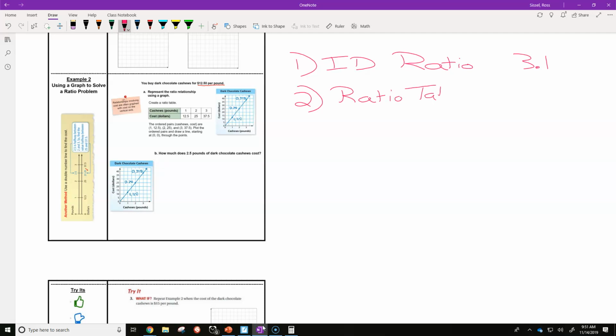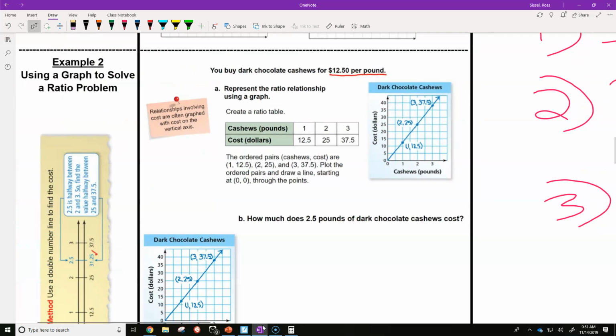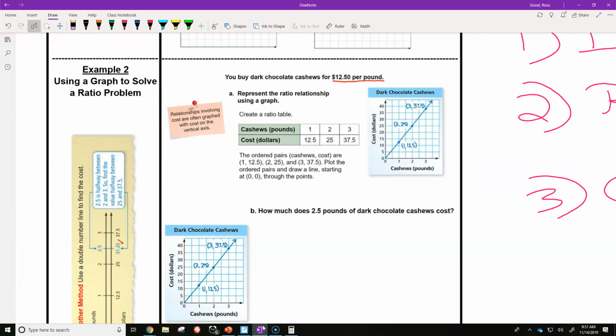And how many ratios do I need you to make? How many ratios do you have to identify? 3. That was lesson 3.3. Then we are going to graph and read. That is today's lesson. Alright? So, on 3.2, lesson 2, example 2, here's how we're going to use our graph.